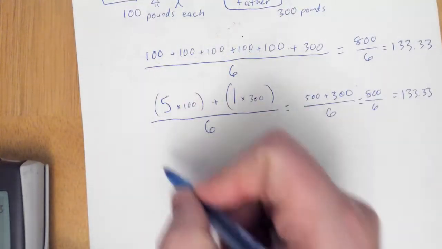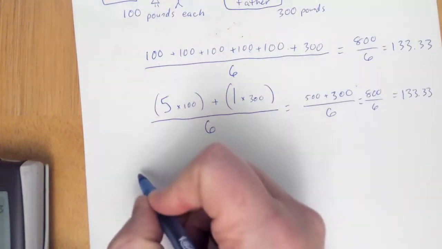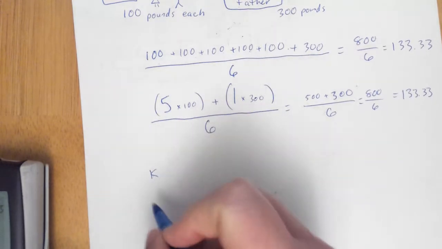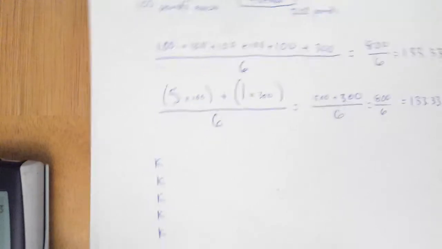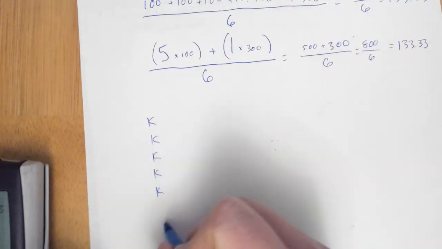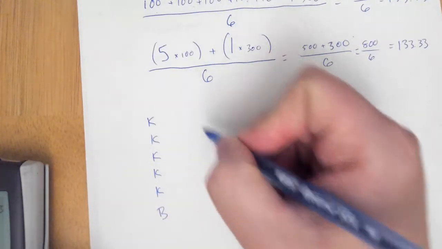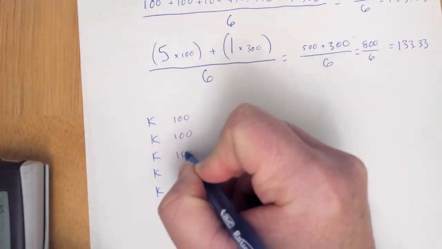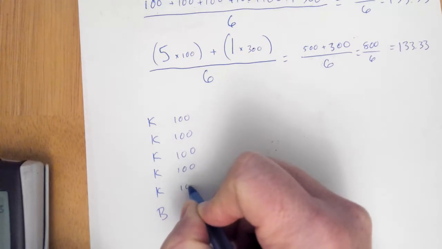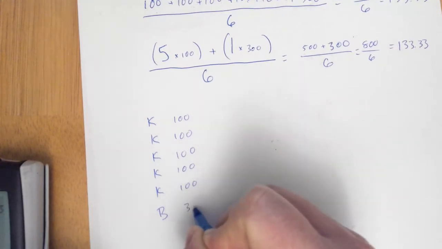Same idea. I like to also stack them on top of each other. So there were 5 kids, 1, 2, 3, 4, 5, and then there was one bodybuilder dad. I like to stack them: so there was 100, 100, 100, 100, 100, and then the bodybuilder was 300.